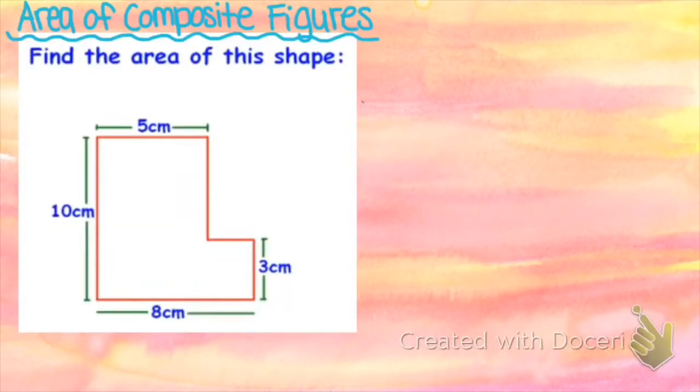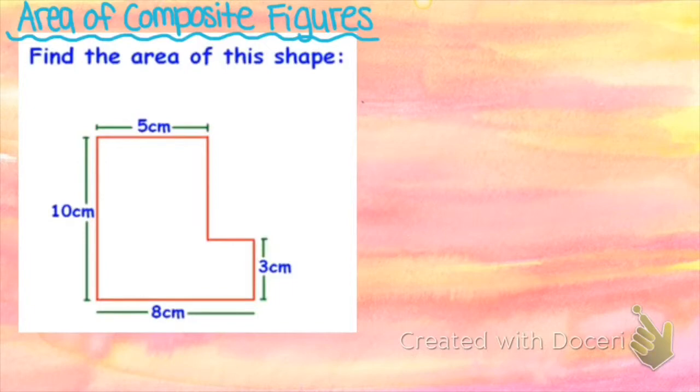Hey guys, I'm going to show you 3 examples of different composite figures and different situations you might run into when solving problems of area of composite figures. So in the one you see down here, you kind of want to think, what shapes can I make this into that I know how to find area for?